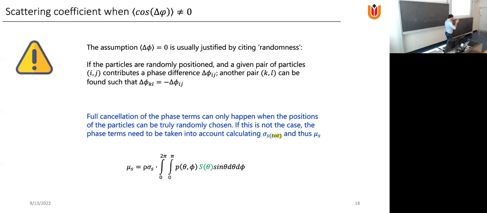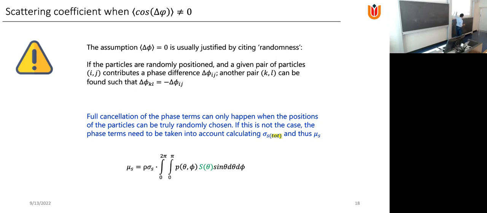Well, first of all, if it's a lot of particles, and if they are totally randomly placed. Because if they are totally randomly placed, you can expect that if you have one set of particles, particle 1 and particle 2, that give a certain phase difference, then you can probably find another set of particles, particles 3 and 4, for example, that give the exact opposite phase difference. So on average, that would be 0. So if they are totally randomly placed, then that situation can be justified.